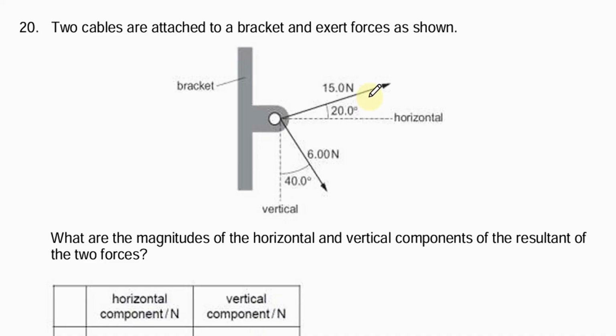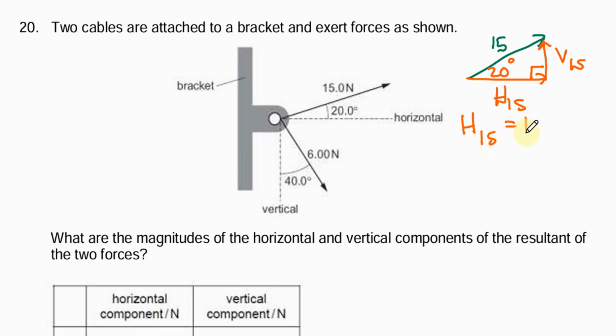Let's work out the horizontal and vertical components of these two forces. So we can start with the 15 Newton force. We have the horizontal component, which I'm going to call H15, and the vertical component V15. This angle is 90, and we know that the angle here will be 20 degrees. So the horizontal component H15 will be 15 cos 20, and the vertical component will be 15 sine 20.